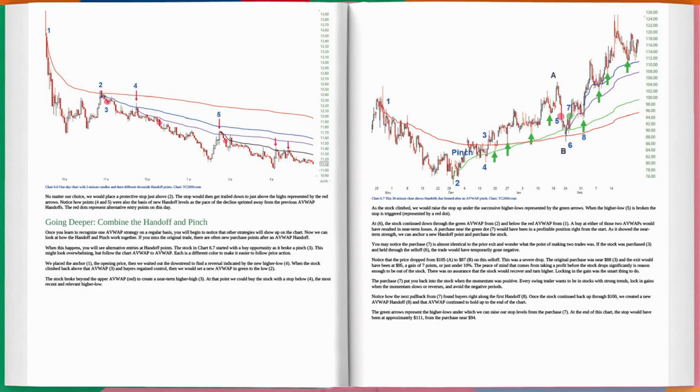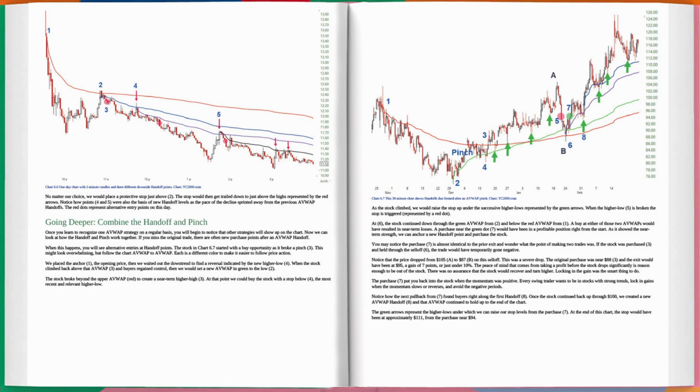The stop would then get trailed down to just above the highs represented by the red arrows. Notice how points 4 and 5 were also the basis of new handoff levels as the pace of the decline sprinted away from the previous AVWAP handoffs. The red dots represent alternative entry points on this day.